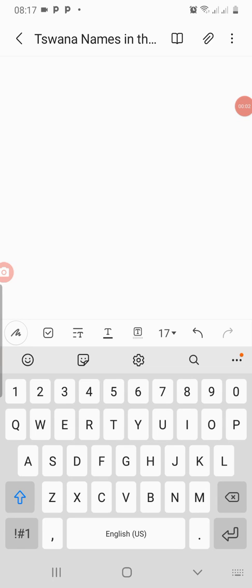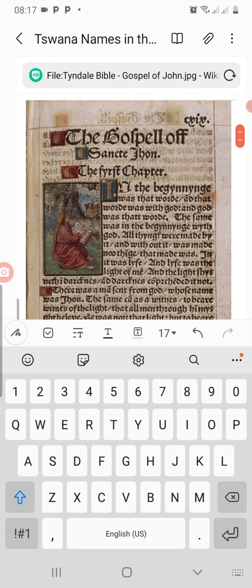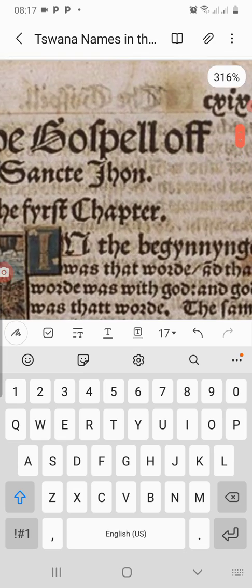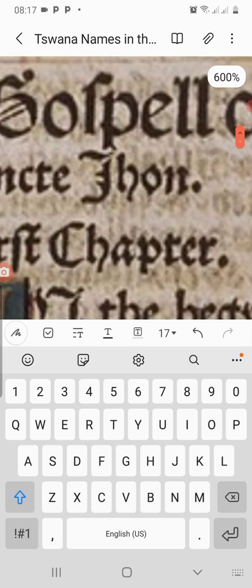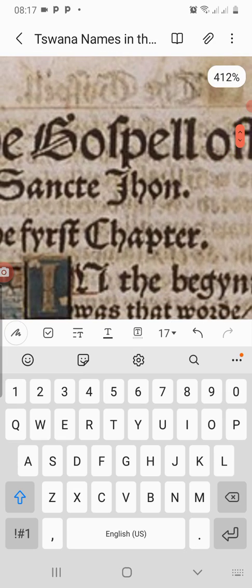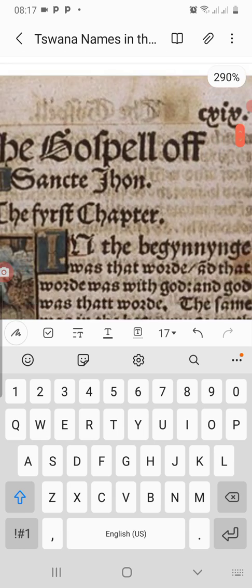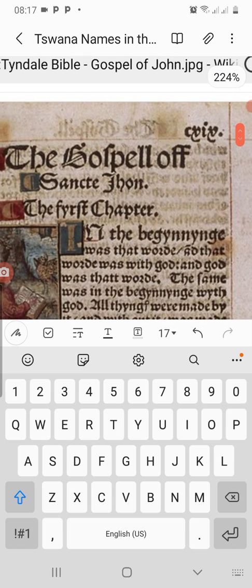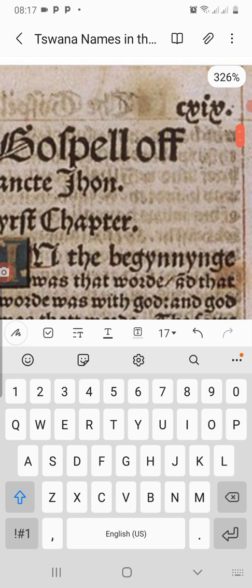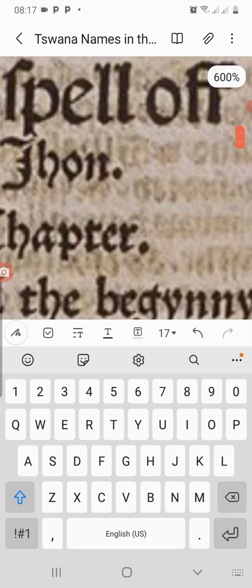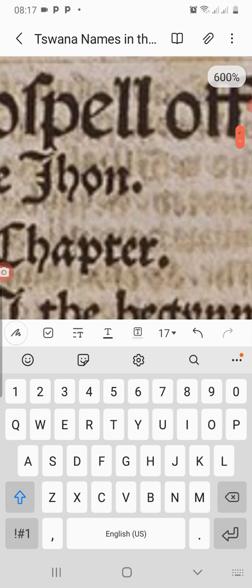Okay, so today we are looking at the Tswana names that we find in the scriptures. We're going to start with the name John. This is the name, as you can see, in the gospel according to Saint John. This is taken from William Tyndale. This is YHON.